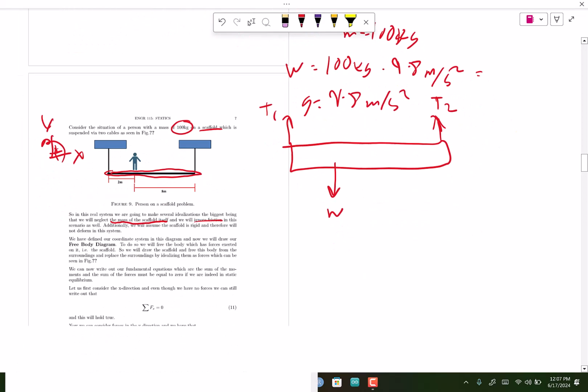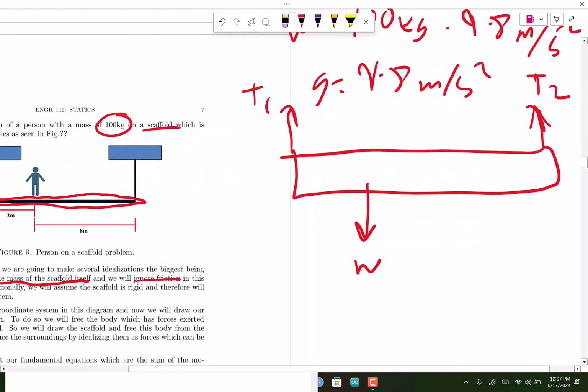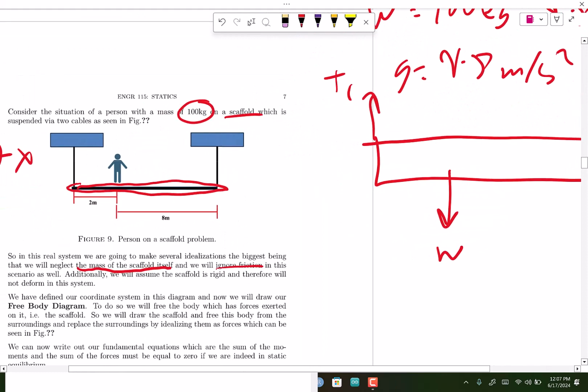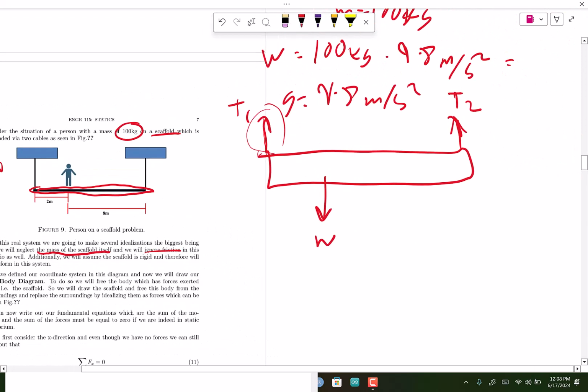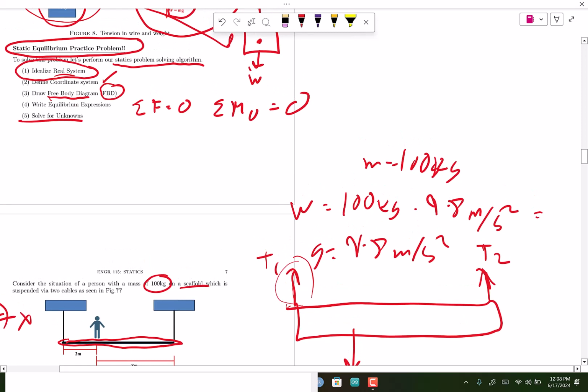Now, it's pretty apparent where the tension is pointing in this problem, but your direction here really doesn't matter. If you get this wrong and you get a value that's negative, you would just have to flip the sense of the direction of these arrows. So you shouldn't have to be too worried about it when you're doing these statics problems. It all comes out in the math at the end. Fantastic. So we've drawn our free body diagram.